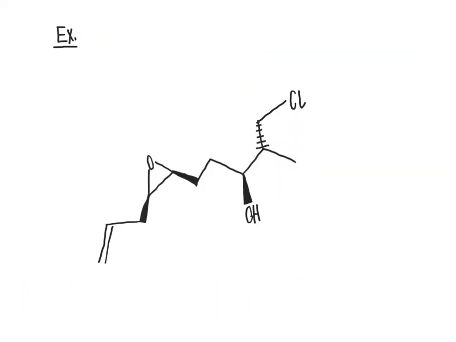Now that we've done one example of naming epoxides together, I encourage you to hit the pause button and try to solve this problem on your own, and then use the video to check your work and fill in any gaps in your knowledge. So in solving this problem, what we need to do is find the longest carbon chain as we do for naming molecules.